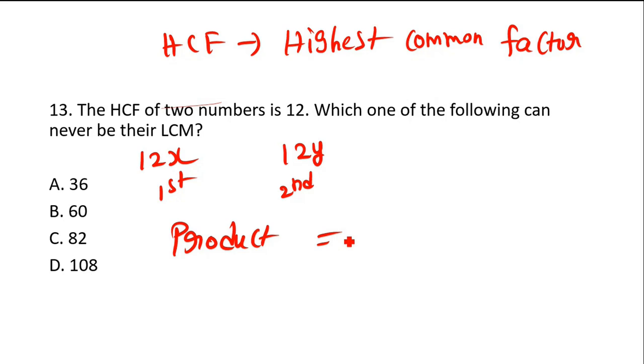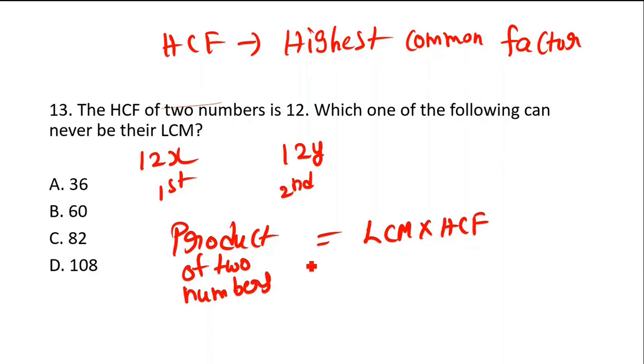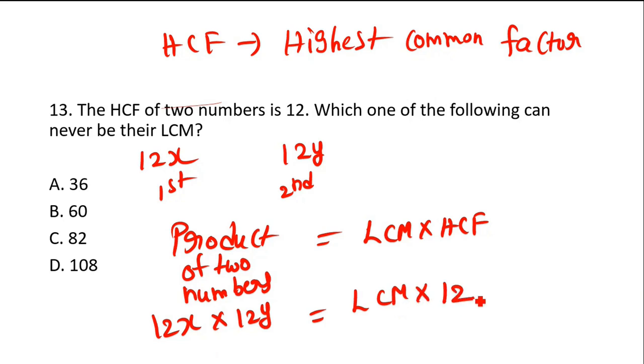Yeah. So product is equal to multiplication of LCM and HCF. Product of two numbers is equal to multiplication of LCM and HCF. Okay, so we know the two numbers are 12x and 12y, and LCM and HCF. Which one cannot be the LCM? HCF is already 12. 12 and 12 will get cancelled. So you'll get LCM is equal to 12xy.